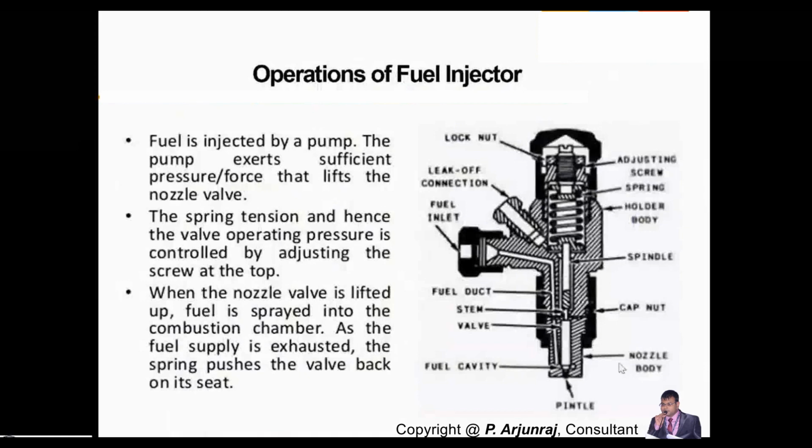It has different components in it. It has the nozzle body, the cavity, the valve, stem, cap nut, fuel duct, and the spindle. This is the spindle, and it has the holder body. It has the spring. It also has the adjusting screw, which will adjust the spring. It has the lock nut, which will lock the screw, and you have the fuel inlet, and this is the leak-off connection. So we'll see how the fuel injector works.